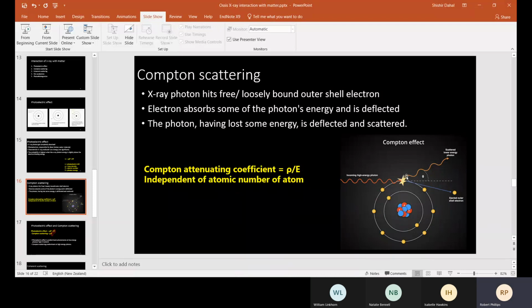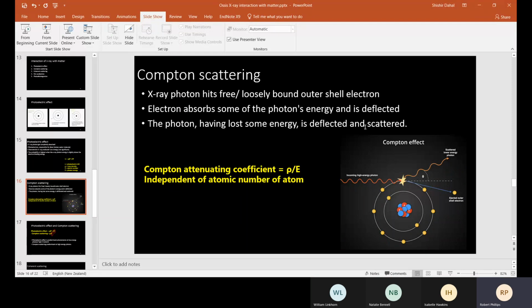Moreover, the deflected X-ray photon increases noise in the image. So now what is noise? Noise is the image pattern that doesn't contribute any useful information. So we don't want noise. So for Compton scattering, the X-ray photon hits a free, loosely bound outer shell electron. The electron absorbs some of the photon energy and is deflected. The photon, having lost some energy, is deflected and scattered. So that is Compton scattering.